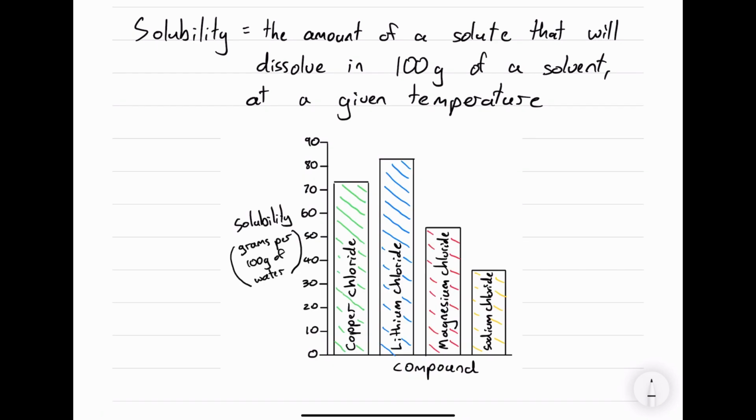Different substances have different solubilities. The graph shows that the solubility of lithium chloride is higher than that of copper chloride, magnesium chloride, and sodium chloride, with sodium chloride having the lowest solubility.